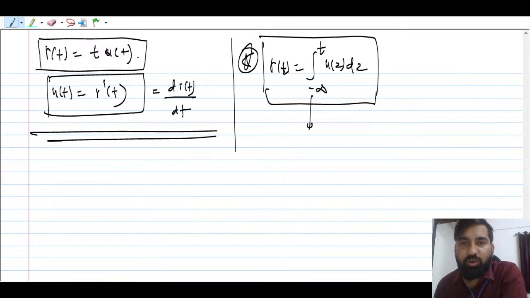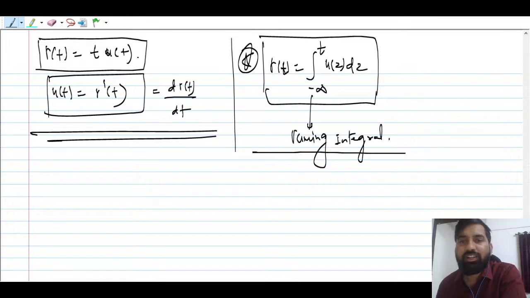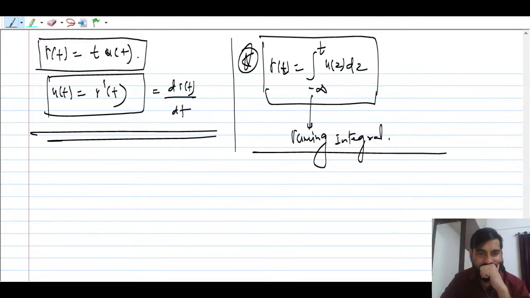So this we call the running integral. Your integral is running from minus infinity to t. You can also write 0 to t, because u of t is defined from 0 to the present time. So it is nothing but 0 to t or minus infinity to t. Okay, this is very, very important to keep in mind.